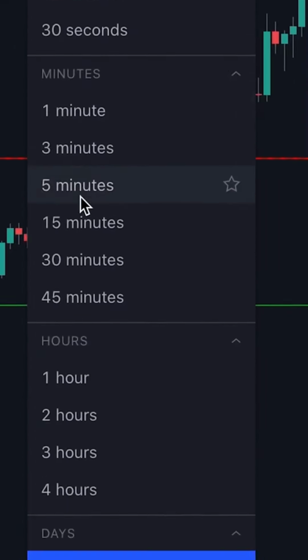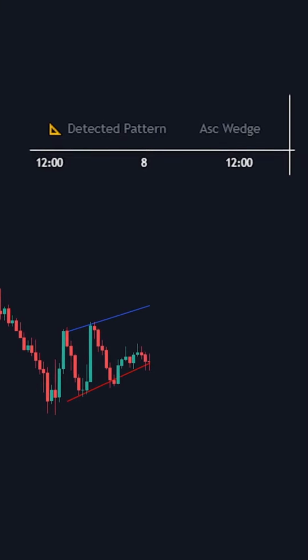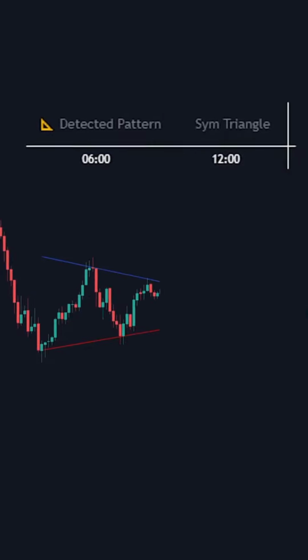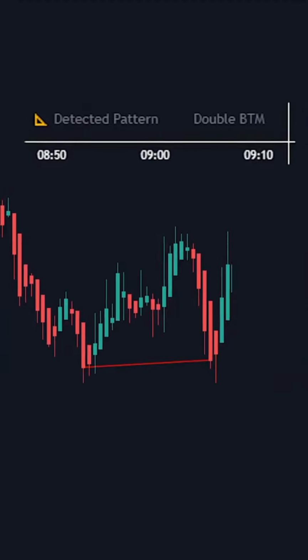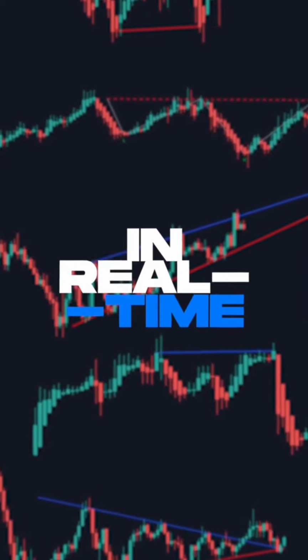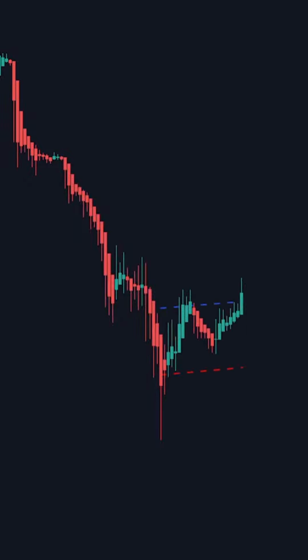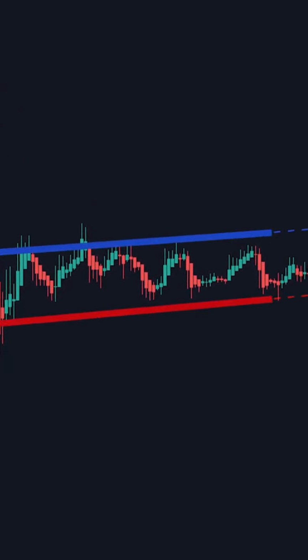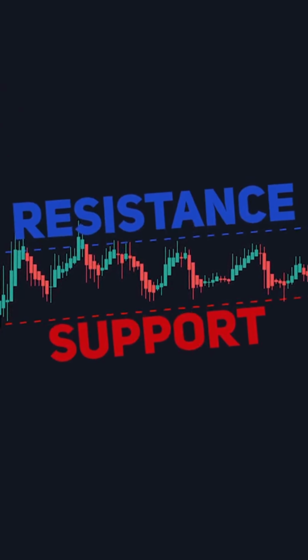It literally works on any time frame for spotting ascending and descending wedges, symmetrical triangles, double tops, double bottoms, and even head and shoulders. You can trade all of these chart patterns in real time, and even if there isn't a detected pattern, it'll still display dotted lines that give you perfect levels to use as support and resistance.